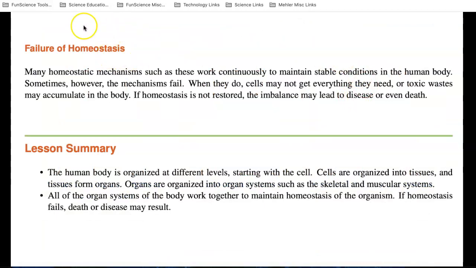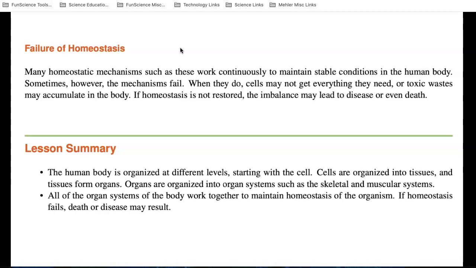Let's talk a little bit about what homeostasis means. Homeostasis is maintaining stable conditions within the human body. And when that breaks down, usually we have a disease. The cells may not be getting everything they need, or there may be toxic wastes. If the imbalance is big enough, it could lead to death.